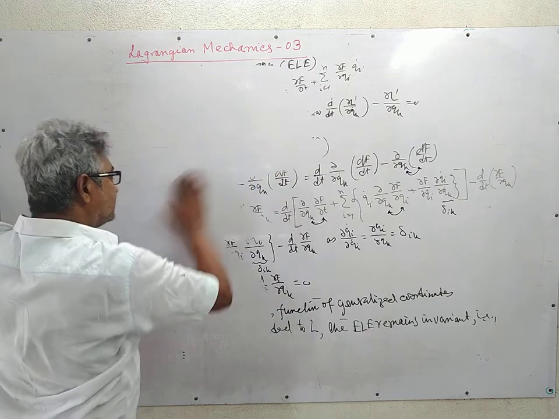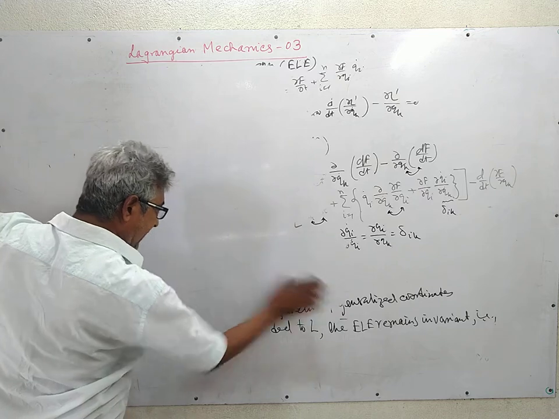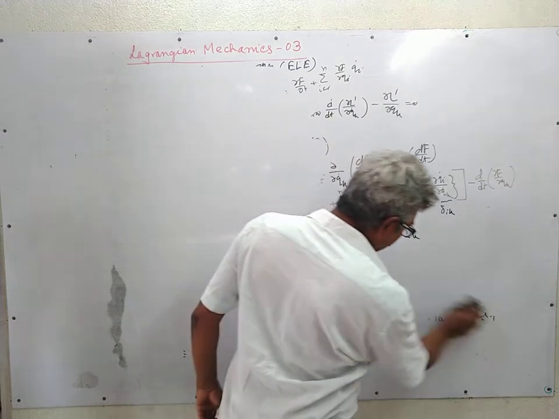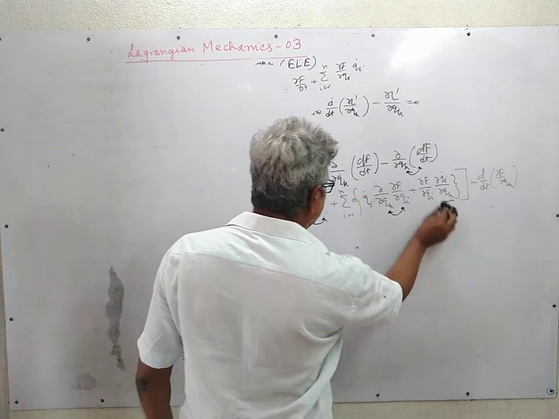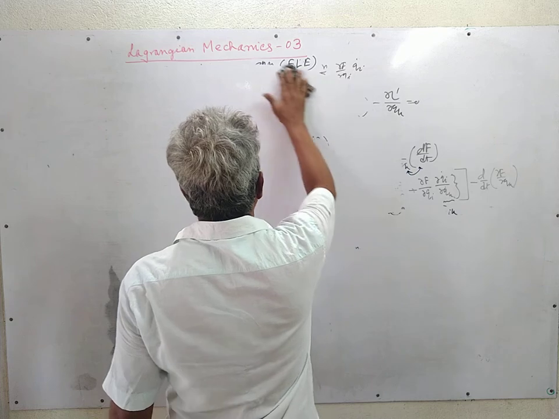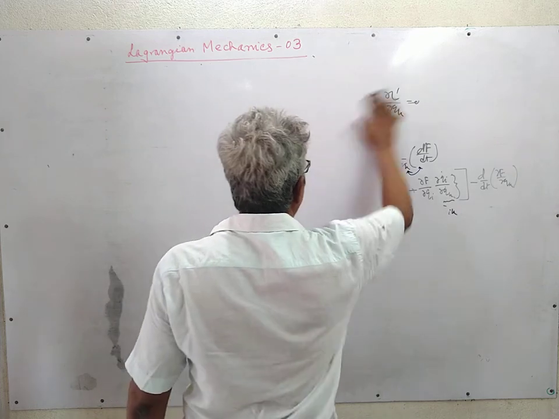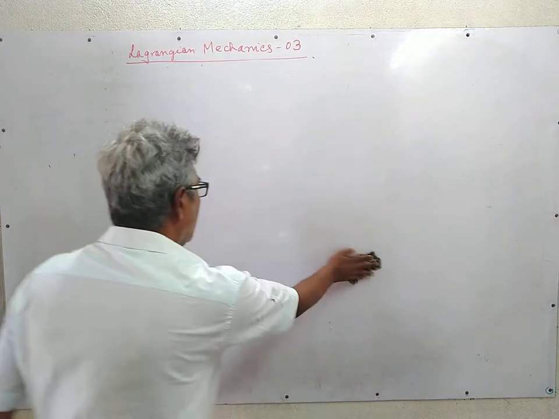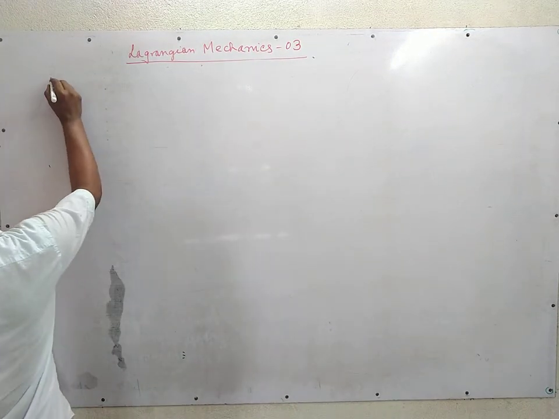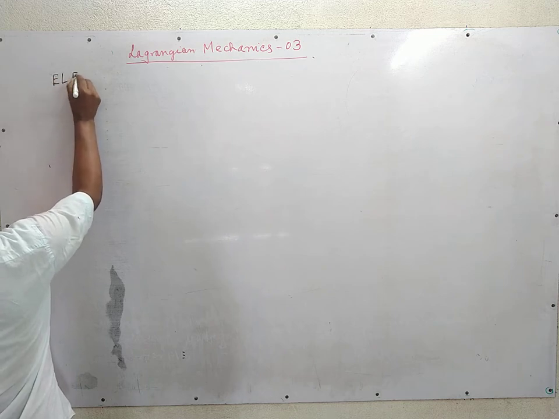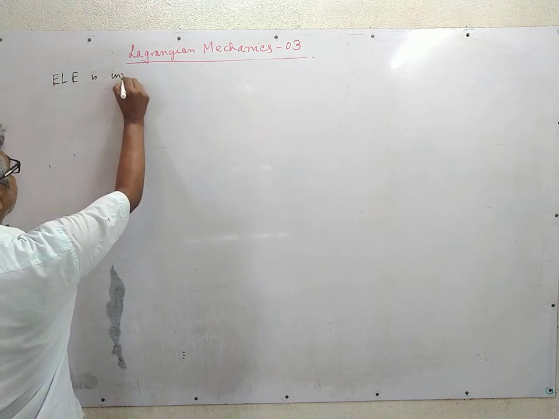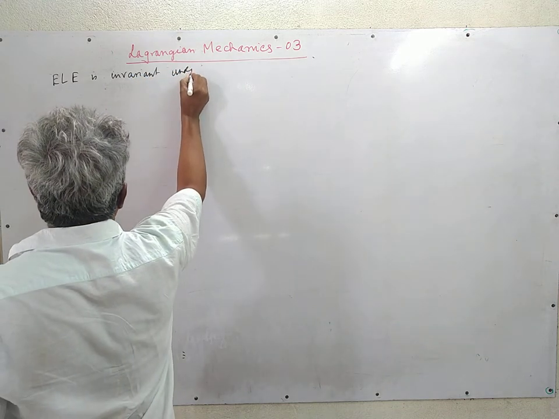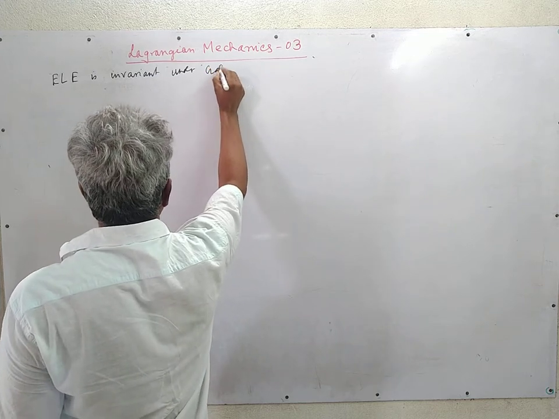Now, the second topic that we shall take up is that we shall show that the Euler-Lagrange equation is invariant under Galilean transformation. First, we want to see what a Galilean transformation is. Before going to speak of Galilean transformation, let us first say what we mean by an inertial frame of reference. So our topic is that the Euler-Lagrange equation is invariant under Galilean transformation.